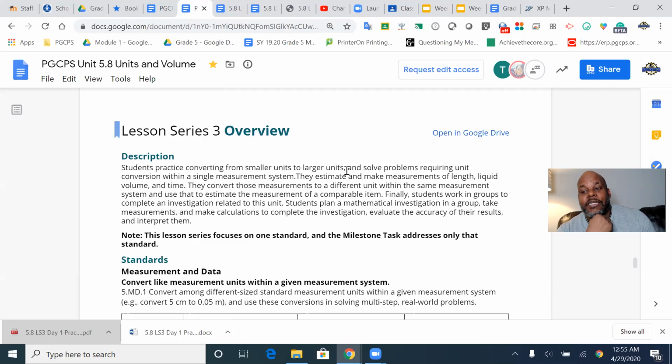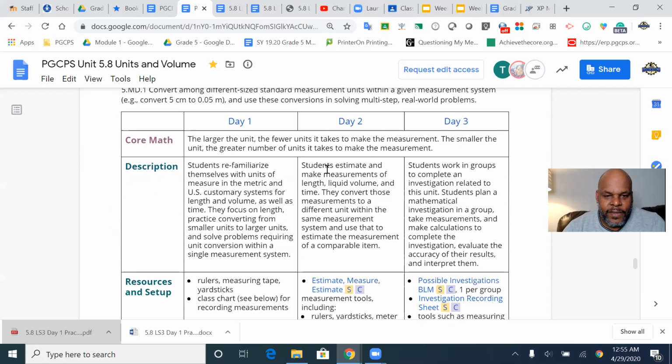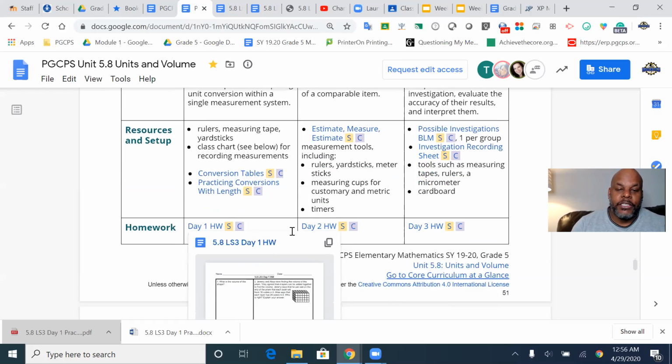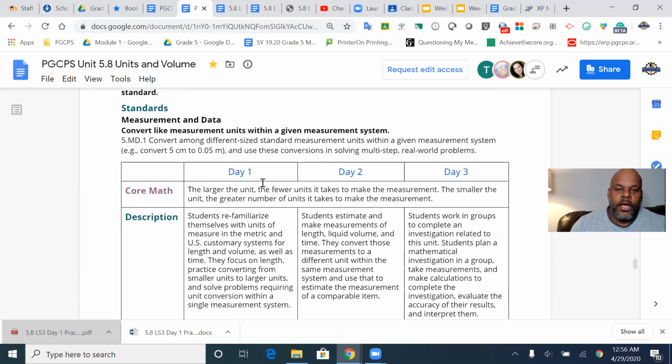We're going to use the metric system today, which is a base 10 system. So everything increases by 10. All right. So the larger the unit, the fewer units it takes to make the measurement. The smaller the unit, the greater number of units it takes to make the measurement. So today, students are going to familiarize themselves with units of measure in the metric and US customary system with length and volume as well as time. They focus on length, practice converting from smaller units to larger units, and solve problems requiring unit conversion within a single measurement system. That's what we're going to work on today.